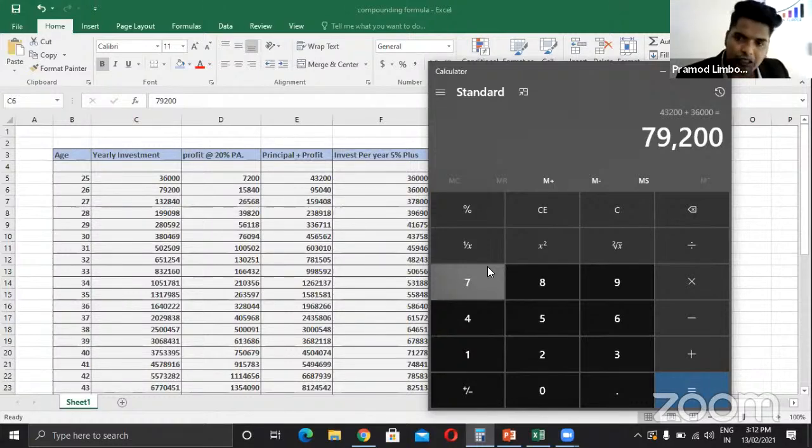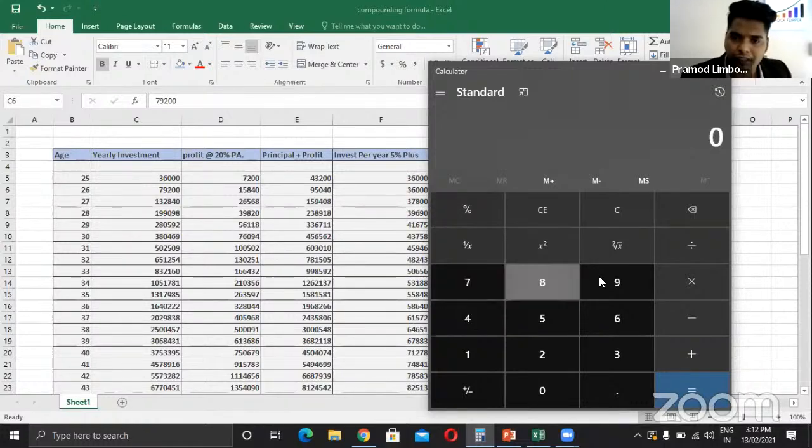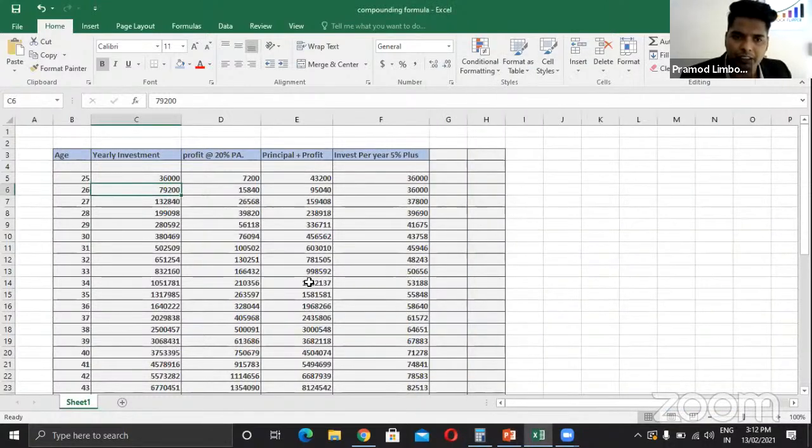On 79,200, your 20% will be around 15,840. Okay, so your total amount will be 79,200 plus that. For the next year you will again increase your 36,000 by 5%. So your 5% on 36,000 will be around 1,800, right? So keep increasing 5%, 5%, 5% per annum, and you're also compounding your principal plus profit.